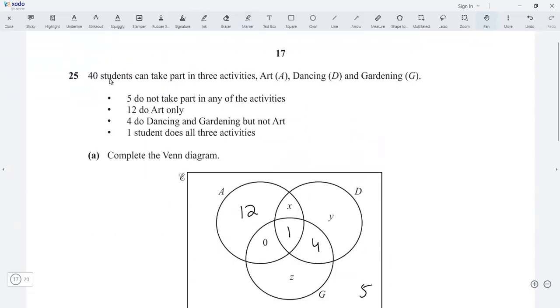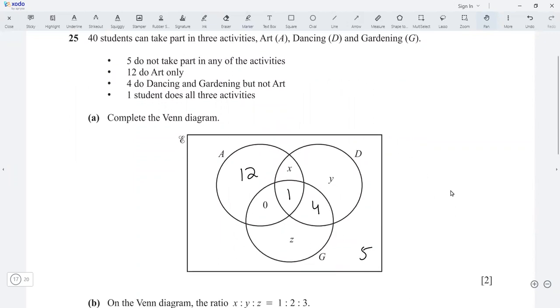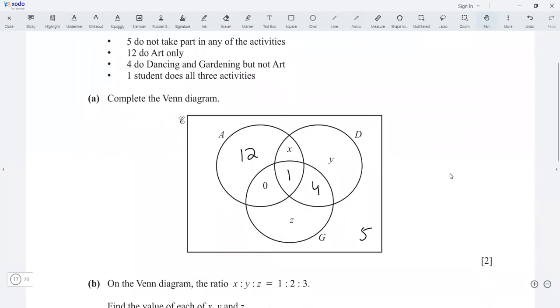What's given? The total students are 40. So we have to add the other numbers which are given, other than x, y, and z: 5 plus 4 is 9, plus 1 is 10, and plus 12 is 22. If we subtract 22 from 40, the result is 18. 18 is the number of students having the sum of x, y, and z. So if we sum x, y, and z, the result is 18.